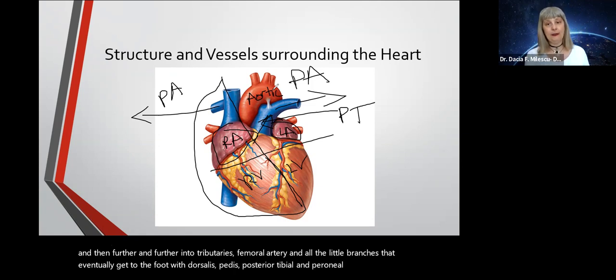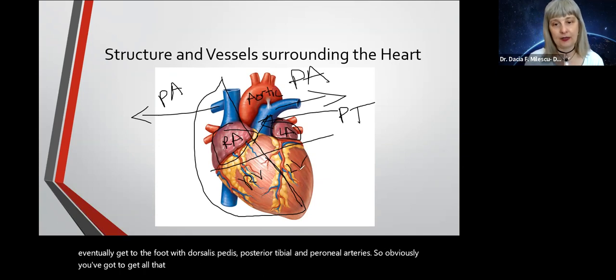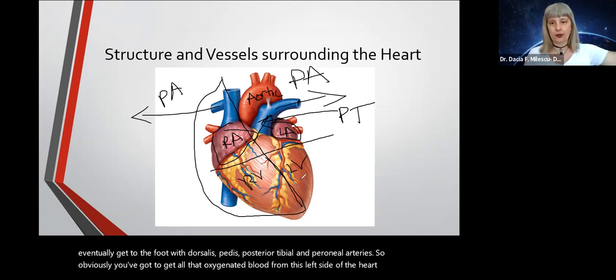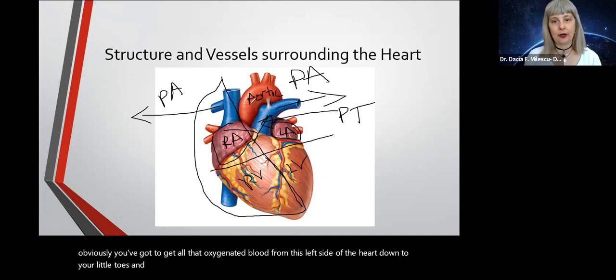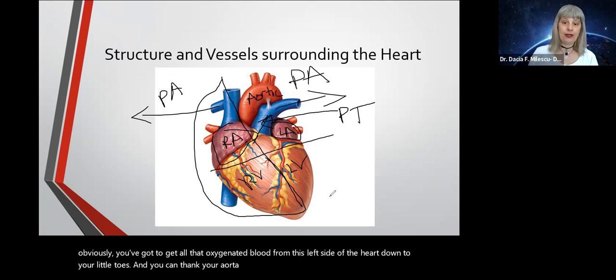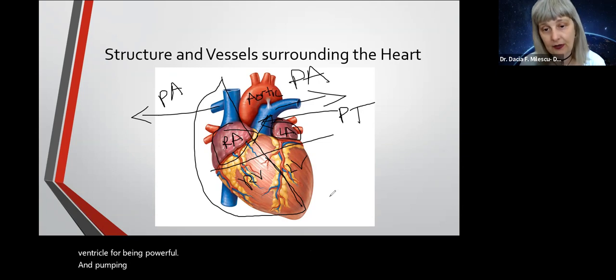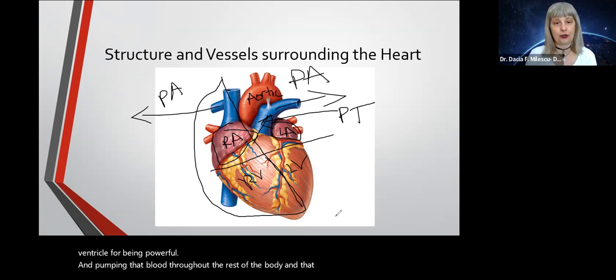So obviously, you've got to get all that oxygenated blood from this left side of the heart down to your little toes. And you can thank your aortic arch and aorta for that, and your left ventricle for being powerful and pumping that blood throughout the rest of the body, and that systemic circulation.